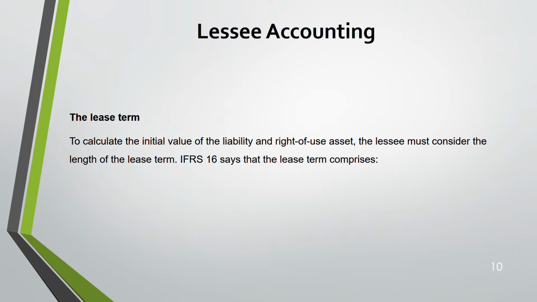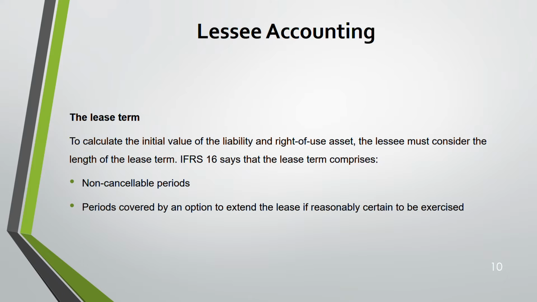Next is the lease term. To calculate the initial value of a liability and the right of use asset, the lessee must consider the length of the lease term. IFRS 16 says that the lease term has these things. Number one, the non-cancelable period. You should have a period where you cannot cancel the lease. Let's say it's 5 years. During these 5 years, no one can cancel.